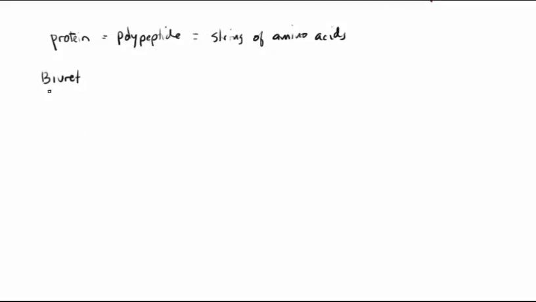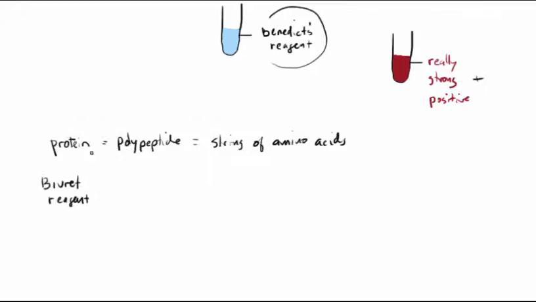So the next kind of test that we want to focus on is going to be a test for protein. And you should remember that the basic structure of a protein is a polypeptide. And a polypeptide is a long string of amino acids. And the reagent that we're using here is called Biuret reagent, which is actually kind of similar in nature to the Benedict's reagent. In fact, you might find it a little bit confusing that this Biuret reagent looks almost the same color. It's a little bit lighter. It's almost the same color as the Benedict's reagent. You don't want to confuse them.